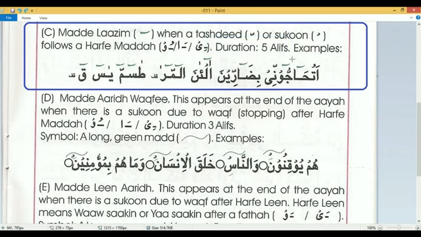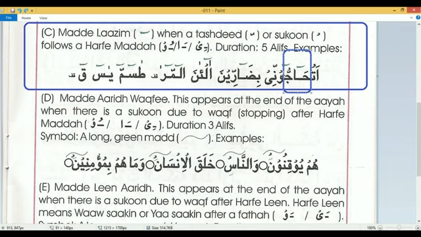Now look at the example. Here we have a madda letter: an alif after fatha. Whenever you have alif after fatha, or ya sakin after kasra, or waw sakin after dhamma, that's a harf madda, or madda letter. And here the next thing we have is a shadda on top of jim, a shadda following the madda letter, and that is madde lazim.